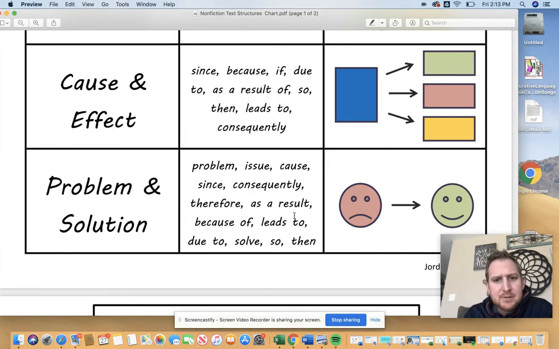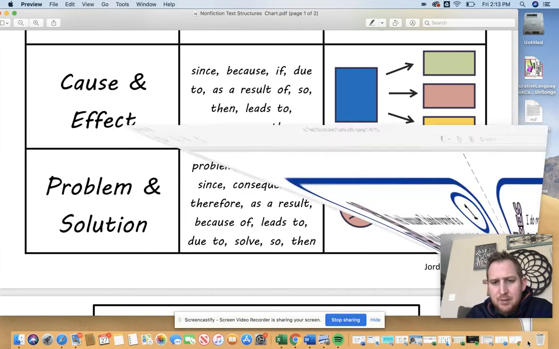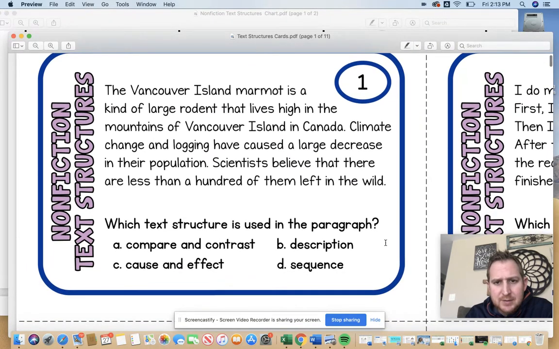Okay. So we're going to do some quick practice together. I have 8 little short texts we're going to go through. Think about the answer in your own head as I read through it, and then we'll kind of talk about what the answer is and why it's that answer.